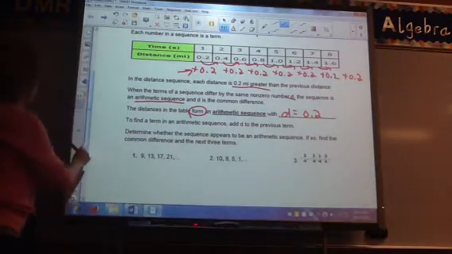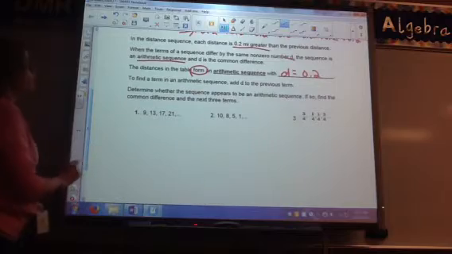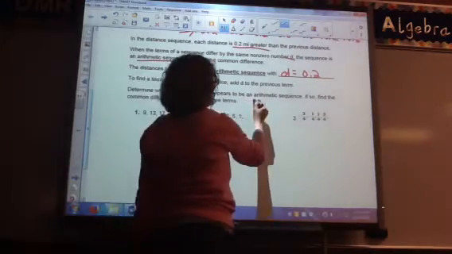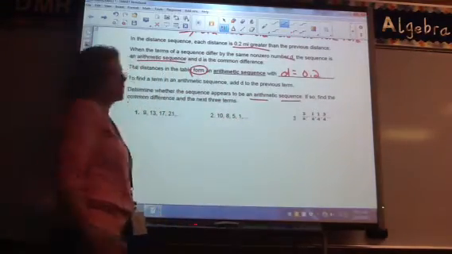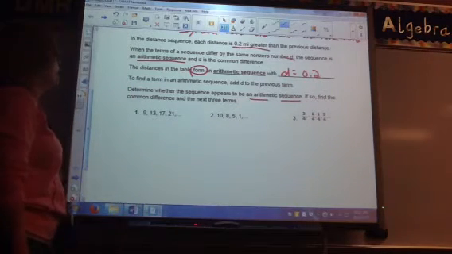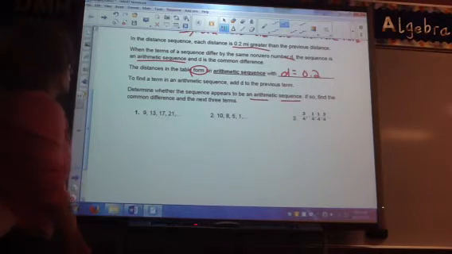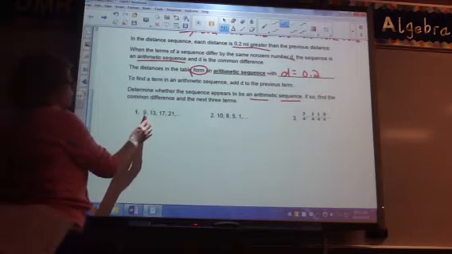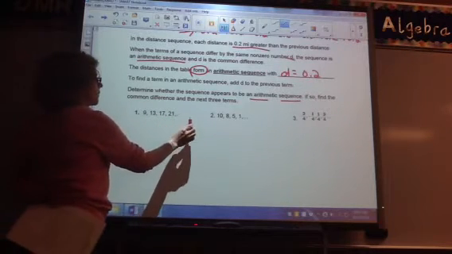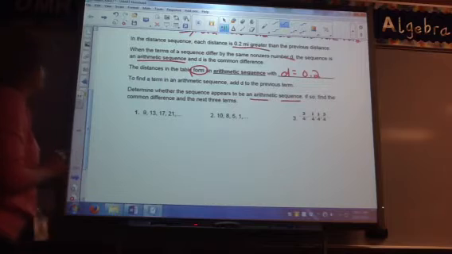All right, so let's look at these. Determine whether the sequence appears to be arithmetic. That just means that you're adding with the pattern. If so, find the common difference and the next three terms. So this is term 1, 2, 3, and 4. We've got to find the next three terms, but first we need to see the pattern.